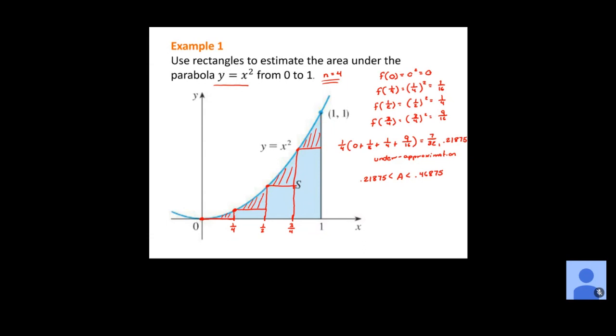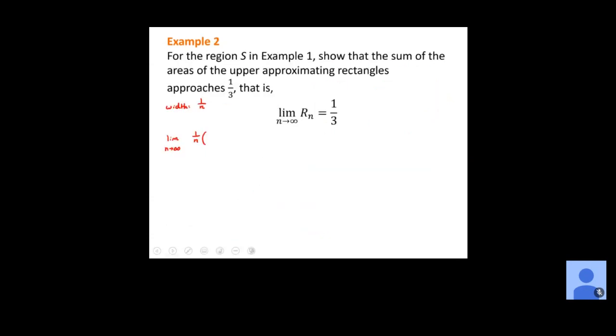So we're still starting from 0. The width is now 1 over n. So where is the first rectangle going to land? At 1 over n, right? So what we need to do is we need to plug that into our function. We're still using the x squared function. So this is going to be 1 over n squared. That's the height of that first rectangle.